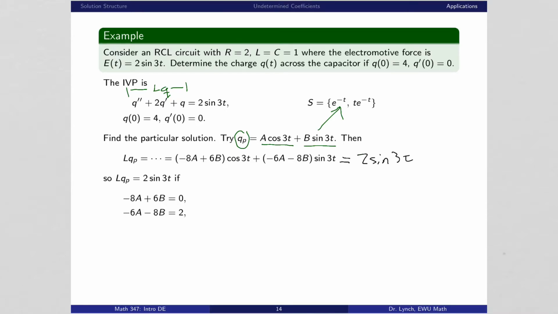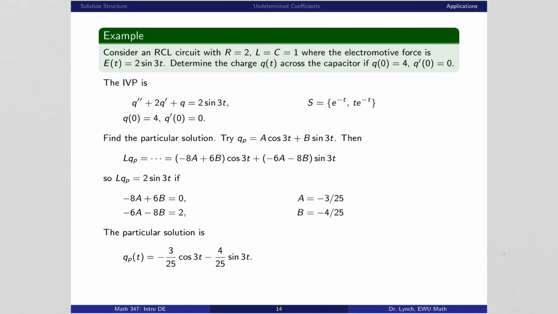So of course it had better be that negative 6a minus 8b is equal to 2, and similarly we had better have negative 8a plus 6b equal to 0 for the cosines of 3t. That gives us a linear system for the A's and B's. Use your favorite method to solve that corresponding linear system. You can see that A is negative 3/25, B is negative 4/25, giving us the particular solution negative 3/25 cosine of 3t minus 4/25 sine of 3t.